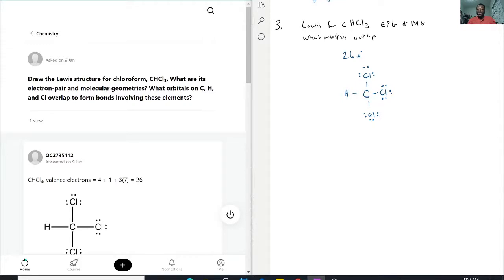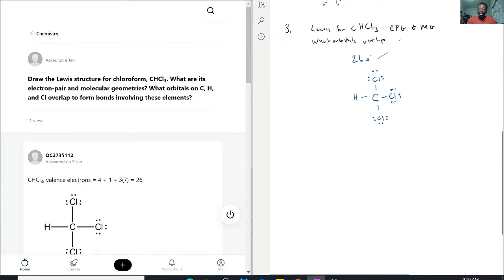Okay. And now let's check if we have the right amount of electrons. Around each chlorine is 6 more, and we have 4 bonds. So that's 4 times 2, which is 8. And then 6 times 3, which is 18. So 18 plus 8 does indeed equal 26. So we're done with the electrons. That's good.